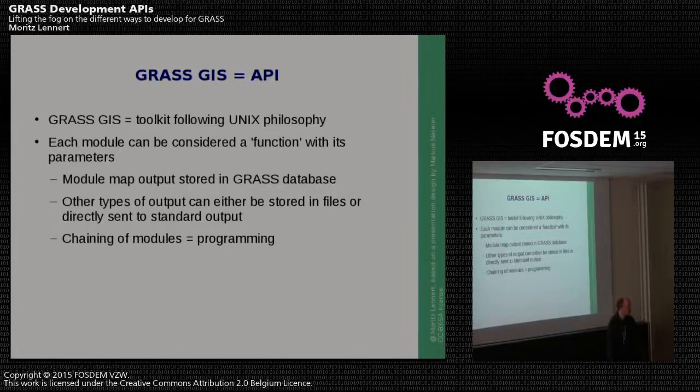When you create output as a map from a GRASS module, it is automatically stored in the GRASS database, or as TIFF files, or whatever format you want, but normally in the GRASS format in the GRASS database. Other types of outputs from modules can be stored in files, or you can pipe them through standard input and standard output, flowing from one module to another.